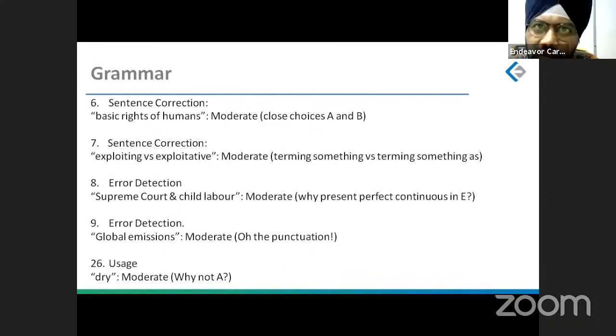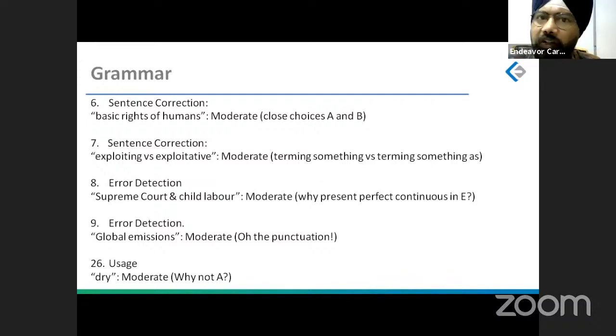We had 2 sentence correction questions and 2 error detection questions. Both the sentence correction questions were moderate. Maybe some of you did not get why the passive voice construction does not work, because it is parallel structure. Exploitating versus exploitative. Yes, some of you have this colloquial thing where you just look at a gerund and say, sir, a gerund can become an adjective, right? Not necessarily. A gerund is not always a correct adjective.